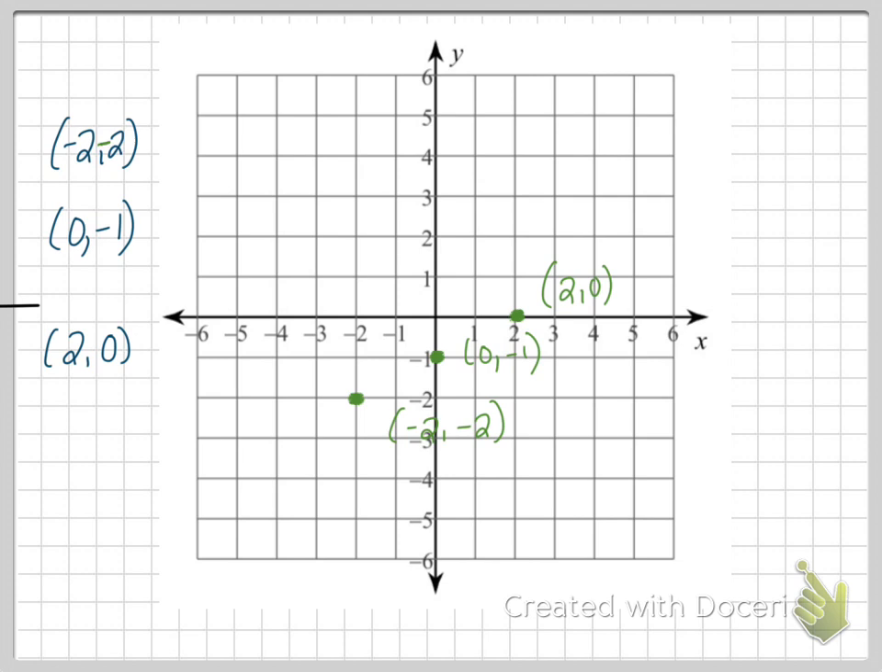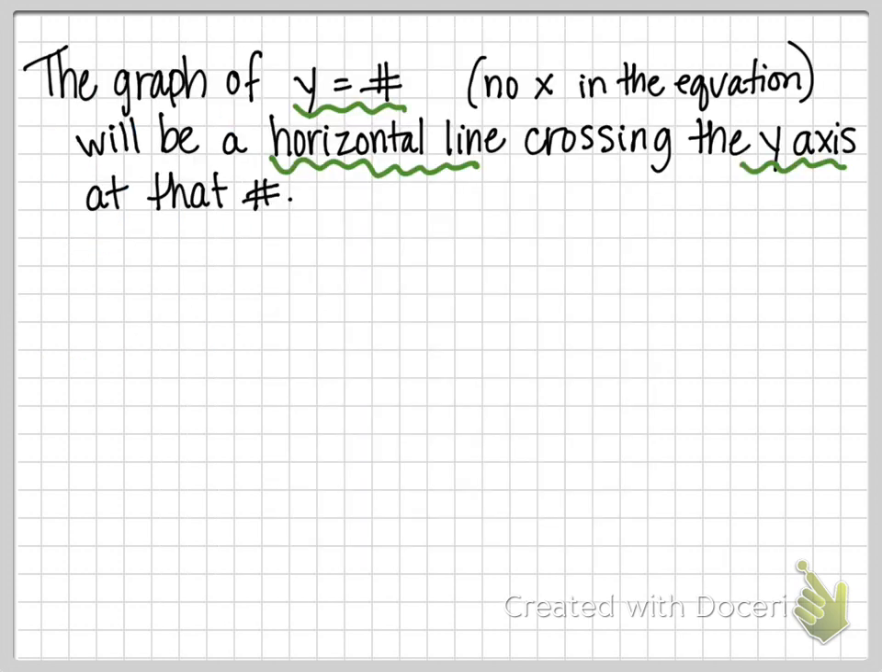Now it looks like these are all in line. I can use a straight edge, making sure my line goes through the points with arrows on either end. This looks correct. The reason this was easy for us to graph is because we chose good x values that got rid of those fractions and made our math easy, number one, and made our points easy to plot.